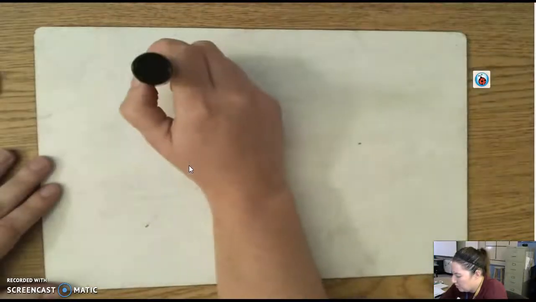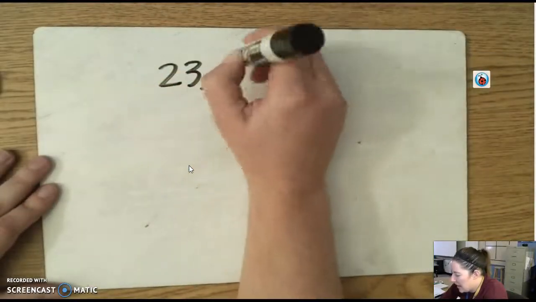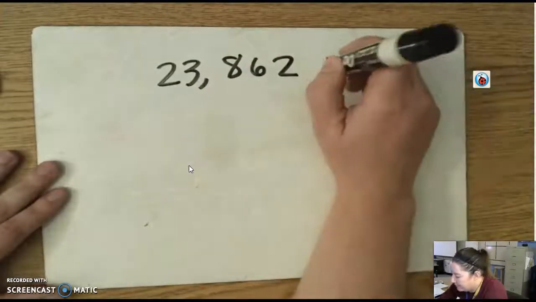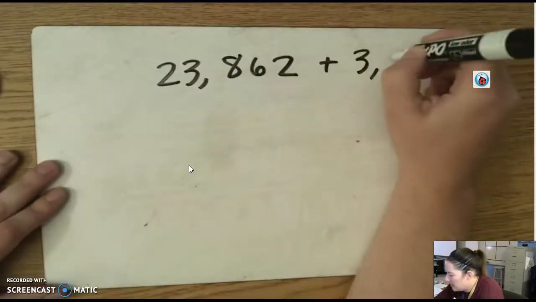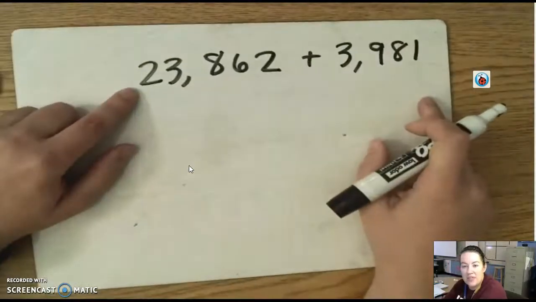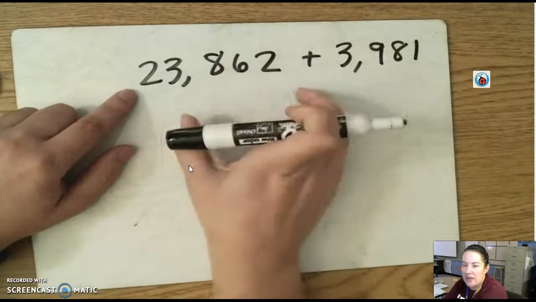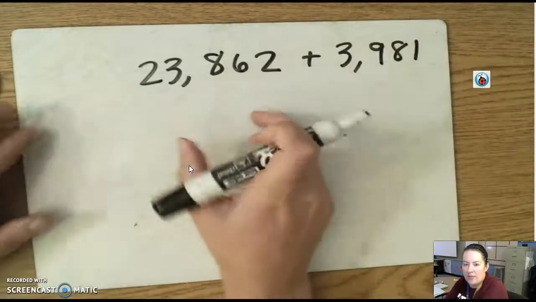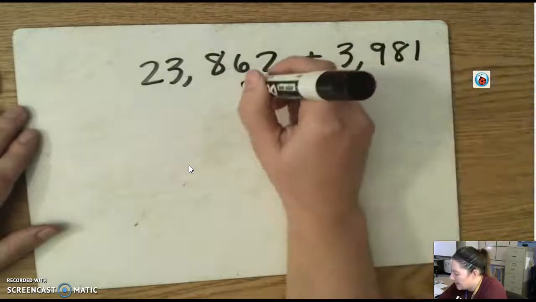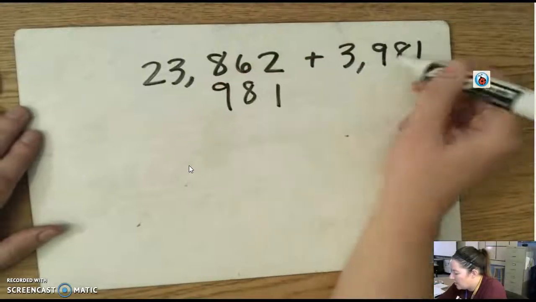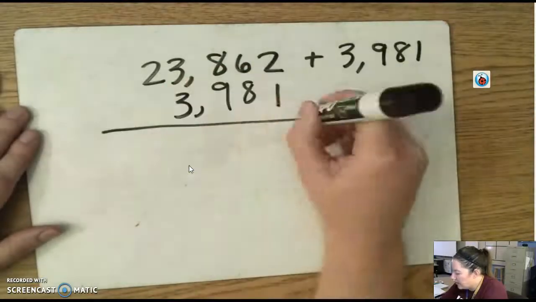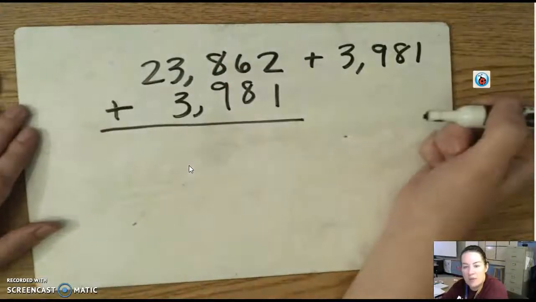So let's do 23,862. Let's add 3,981. Well, if it's written like this, my first step is I need to line my place values up on top of each other. So my ones place goes underneath my ones place, tens place under the tens place, hundreds place under the hundreds place, and then thousands place under the thousands place. So make sure you line your place value up.